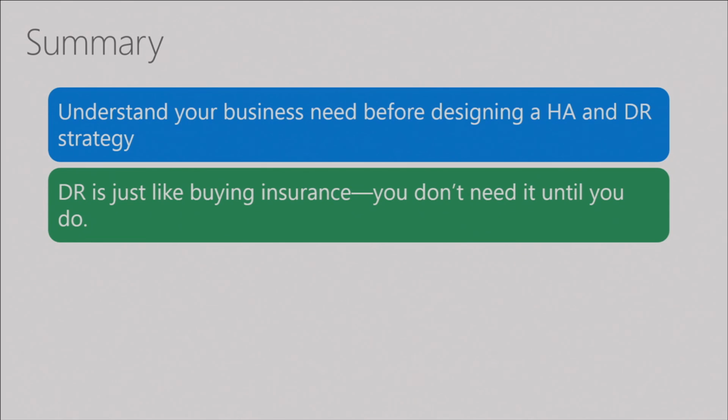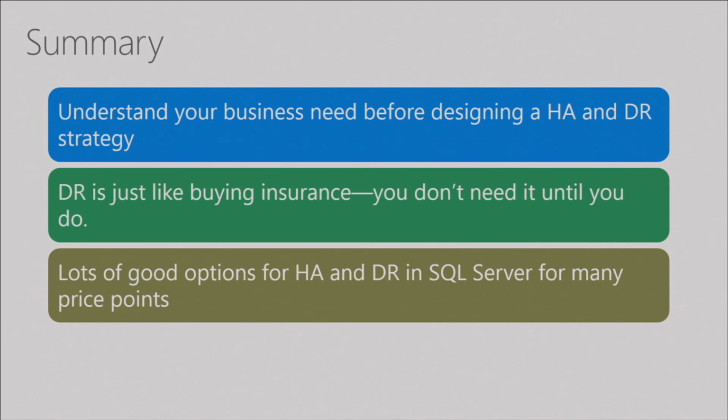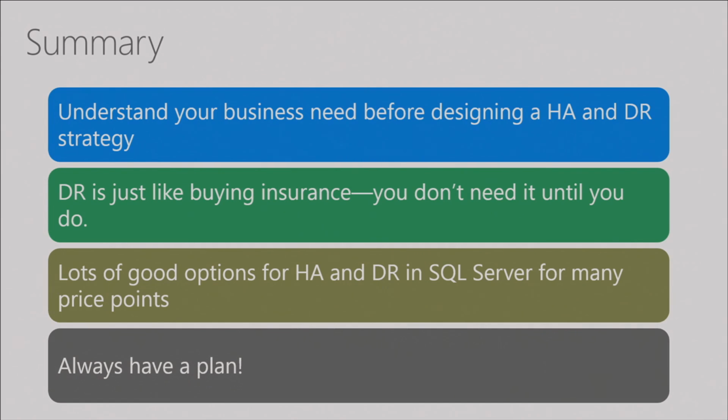DR is just like buying insurance. You don't need it until we need it. There's lots of good options for HA and DR within SQL Server. It all depends on how much you want to pay and what you want. So if the business doesn't want to pay to have 3 copies of the data, but they want DR and they want Always On availability groups, but they only want Standard Edition, well, we have a problem. We need to pick the right solution. That solution in that case would be Enterprise Edition. Obviously, always have a DR plan.